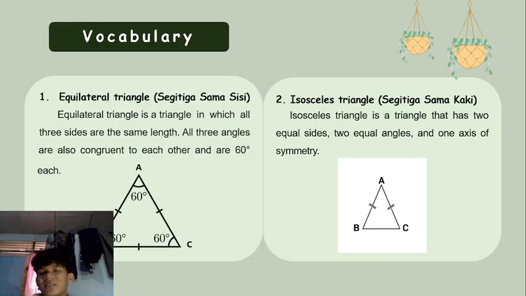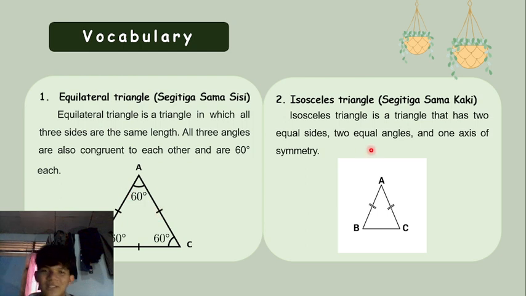The first vocabulary is equilateral triangle, or we also call segitiga sama sisi. An equilateral triangle is a triangle in which all three sides are the same length. All three angles are also congruent to each other and are 60 degrees each. For example, you can see this illustration.